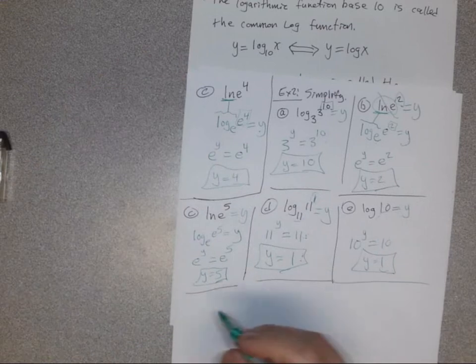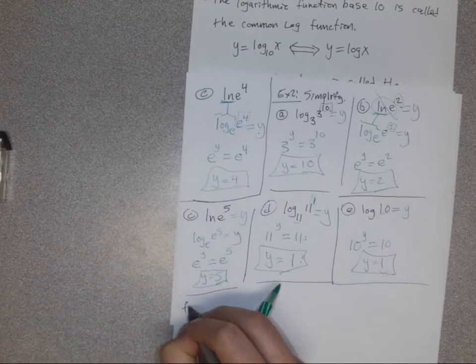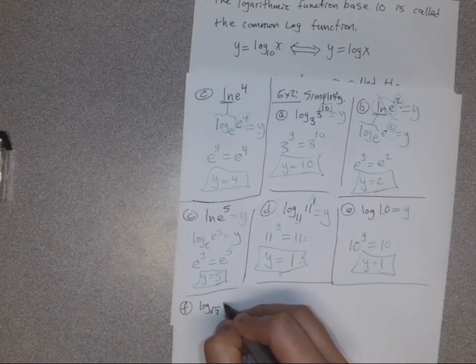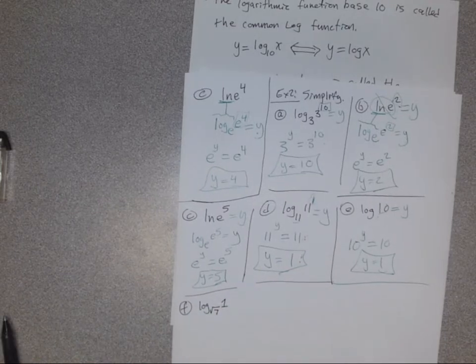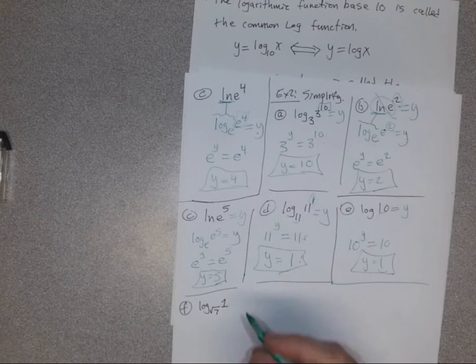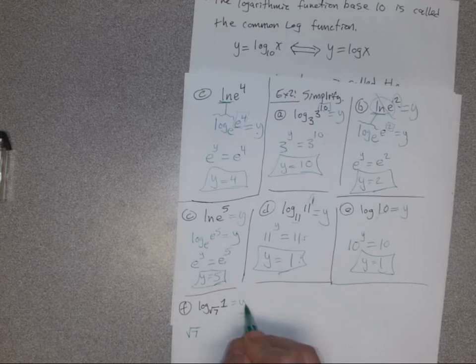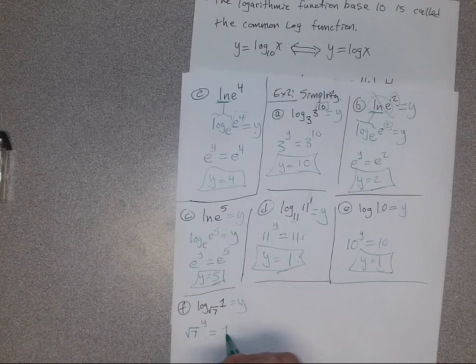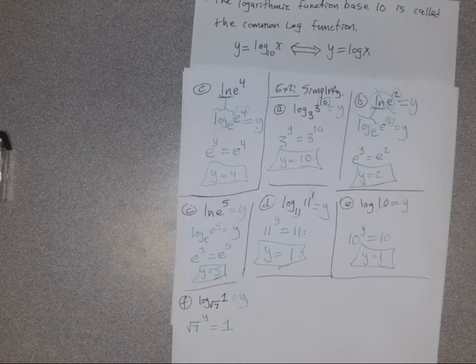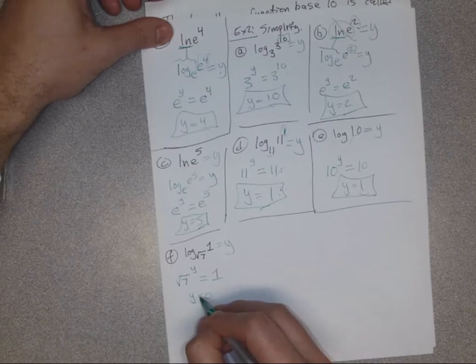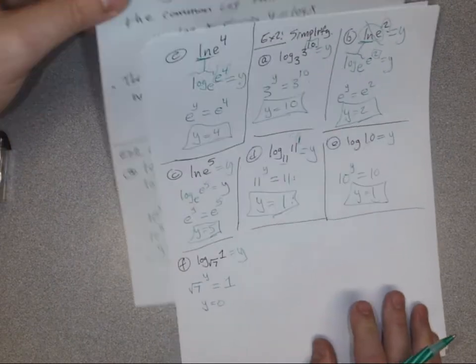All right? F. Log base square root of 7 of 1. So we need to set it equal to something. Pause the video and go ahead and try it. My base is the square root of 7. My exponent is y, and that's equal to what's left over, 1. So for this to be true, y has to equal 0. Anything to the 0 power is always 1.